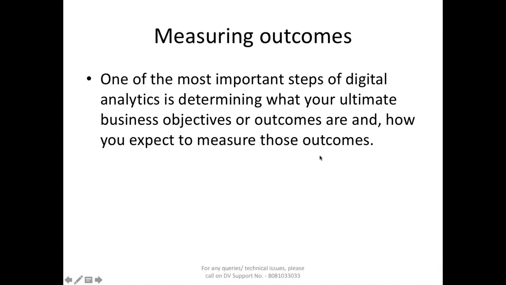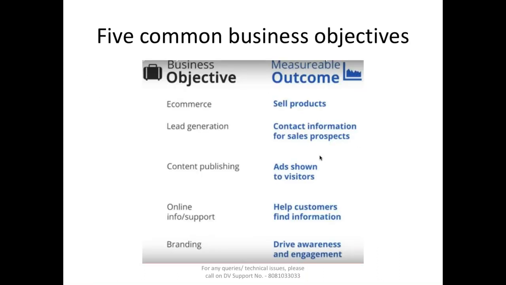Okay, now one of the most important steps of digital analytics is determining what your ultimate business objectives or outcomes are and how you expect to measure these outcomes. These are five common business objectives. If your business objective is e-commerce, knowing how many orders you got in a given period of time is your measurable outcome, which is also known as KPI, key performance indicator. In Google Analytics, they are called goals. Okay, so KPI, when you want to set up conversion, or you want to measure outcome, or you want to set up KPI, then you configure goals in Google Analytics.